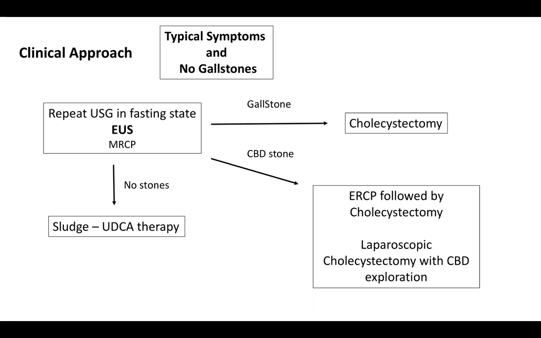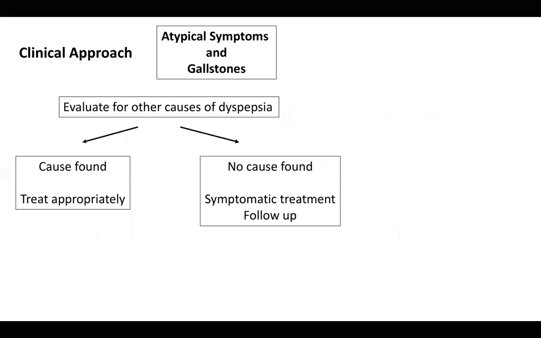Now, once you've done the ultrasound, EUS or MRCP, if it shows a gallstone, proceed to cholecystectomy. If it shows a CBD stone, proceed appropriately. If it shows no stones and the patient has typical symptoms, the current recommendation is to treat it as gallbladder sludge and treat the patient with UDCA, 300 to 450 milligrams twice a day for 2 to 4 weeks, then reassess with a scan after that.